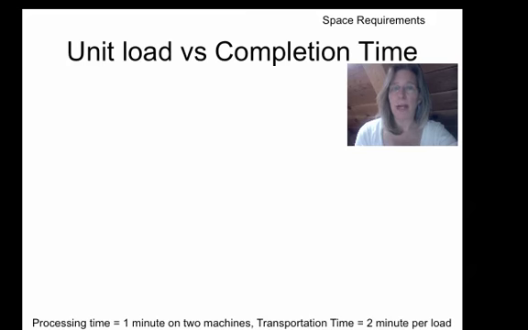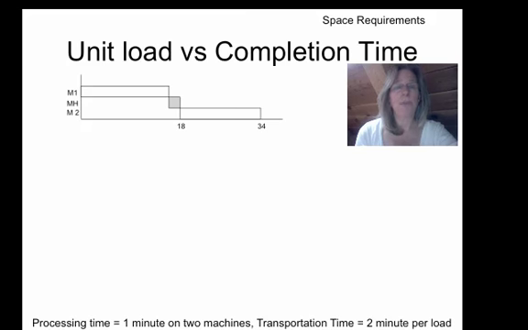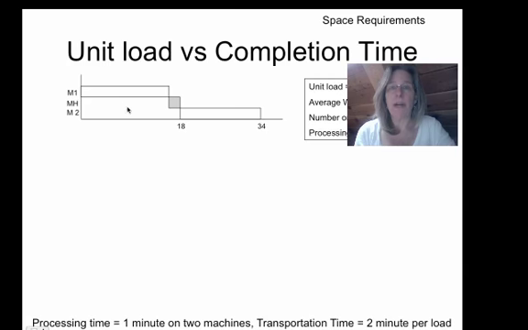This is just an example of one of the ways to think through the concept of unit load and batch size, or the batch size and the completion time. If you see along the bottom, I have processing time at 1 minute on 2 machines, and then the transportation time is 2 minutes. Now this is just a somewhat exaggerated example. But if you look up here, in this case, I'm processing a unit load of 16 at a time.